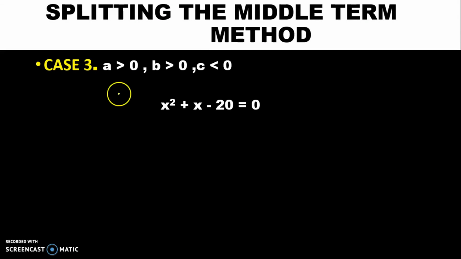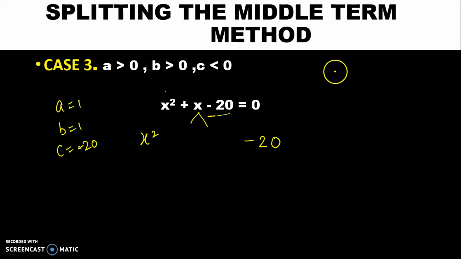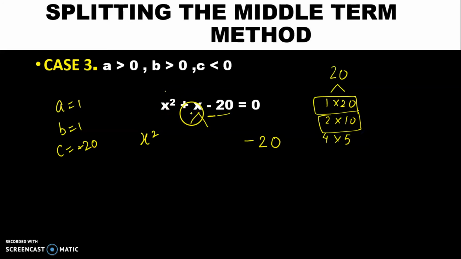Let's see third case. In case third, we have constant term negative. Here a is 1, b is also 1, but constant term is minus 20. Again, write the first term same, minus 20 also same. Now we'll split the middle term. For that, we will see the constant term 20 and think of factors of 20. 1 multiply 20, 2 multiply 10, 4 multiply 5. Now 1 and 20 cannot give 1 after addition or subtraction. Same, 2 and 10 cannot give 1, that is coefficient of x, after addition or subtraction. But 4 and 5, their difference will be 1. So we are going to use these numbers, that is 4 and 5.